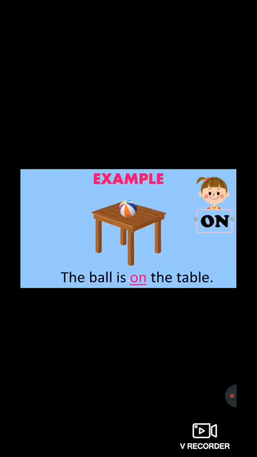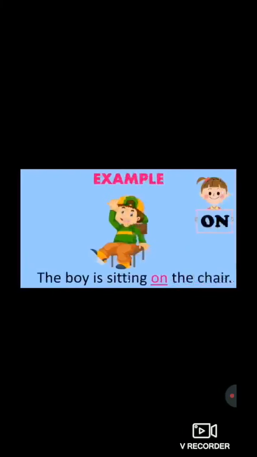Now this is the second example of the word on. The ball is on the table. Can you observe, students? Where is the ball? Yes, the ball is on the table. Now the third example of on. The boy is sitting on the chair. So students, can you observe this pic? Yes, the boy is sitting on the chair.